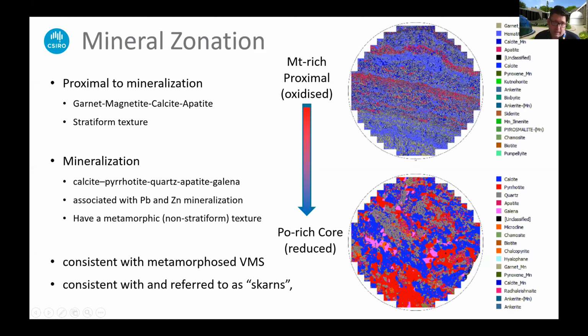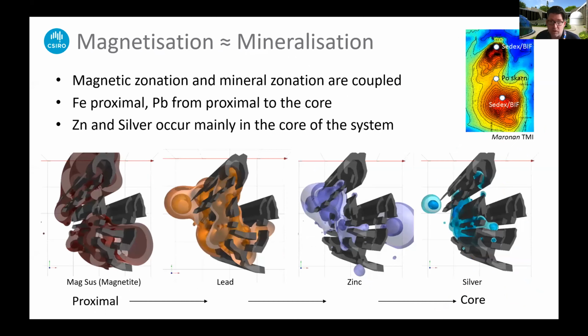So what you're seeing here, potentially you could say it's consistent with a metamorphosed VMS type system. You could potentially say it's a skarn. It's possible that the core of this system has just been partially melted during metamorphism. There's a lot of questions still to answer. But that's basically what's controlling the geophysics of this system.